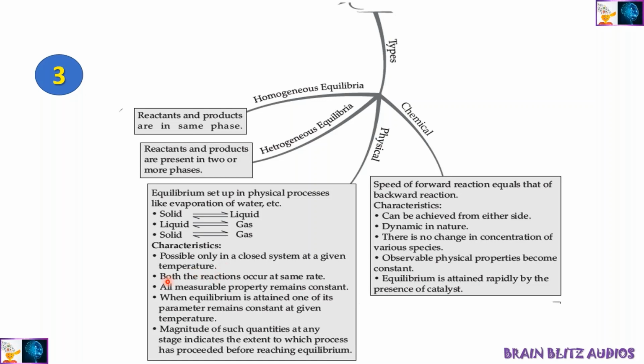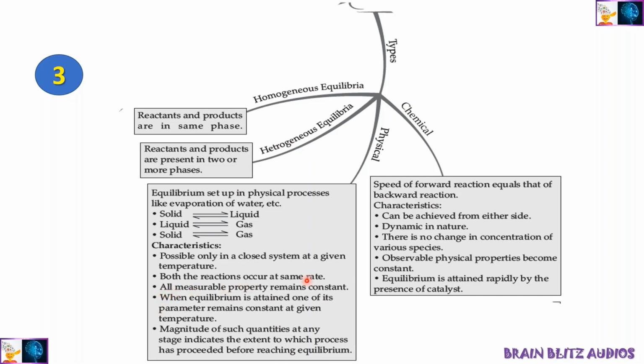The second thing is that both the reactions occur at the same rate. Physical equilibrium is usually dynamic, so that the forward reaction and the backward reaction both occur at the same time at the same rate, so as to give a net reaction of 0.